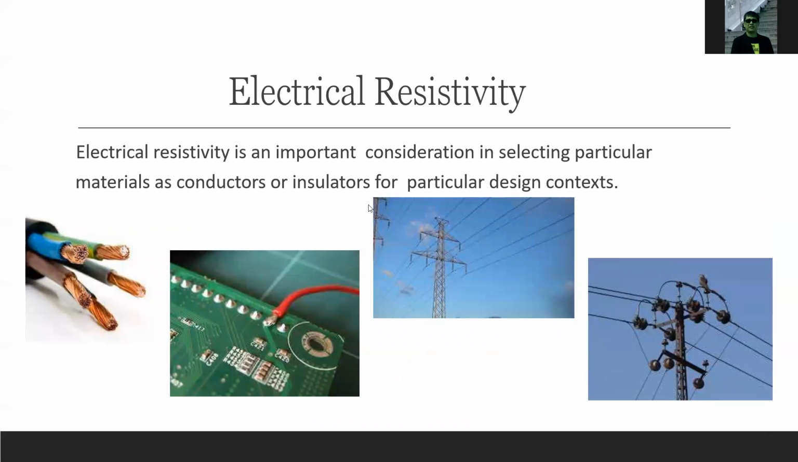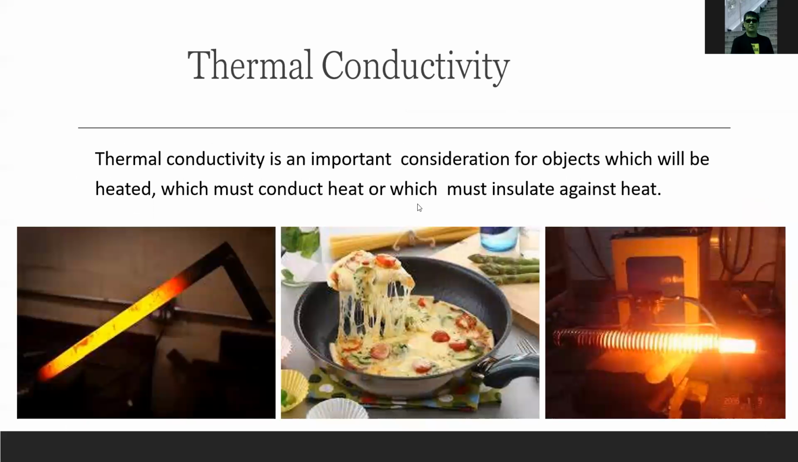Electrical resistivity is another characteristic of metal. Electrical resistivity is an important consideration in selecting particular materials as conductors or insulators for particular design contexts. Thermal conductivity is an important consideration for objects which will be heated, which must conduct heat, or which must insulate against heat. As you can see in the figures, metals have thermal conductivity, but at a certain point, when heated, it turns into a conduction of heat.